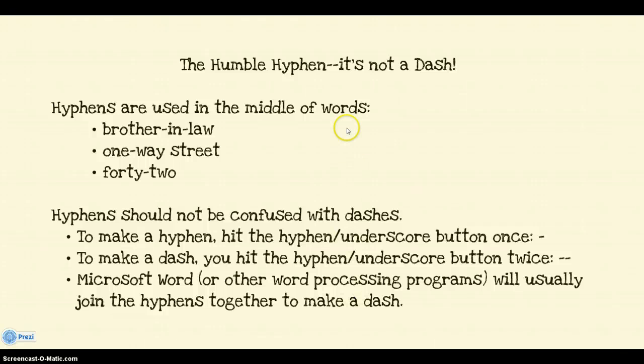Now, moving on, we have the hyphen. The hyphen is not a dash. Hyphens are used in the middle of words. They're just one line, like brother-in-law or one-way street or 42. You do not want to confuse them with dashes. In order to make a hyphen, you hit the hyphen underscore button once, and it gives you this. And then when you want to make a dash, you hit it twice. Then you end up with dit dit, right, 2 of them. Now Microsoft Word or another word processing program will usually join these 2 together into a dash, but you want to make sure if you're putting something in the middle of the word, it's a hyphen.